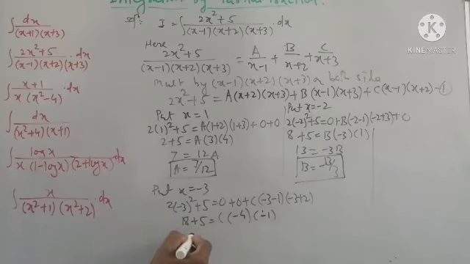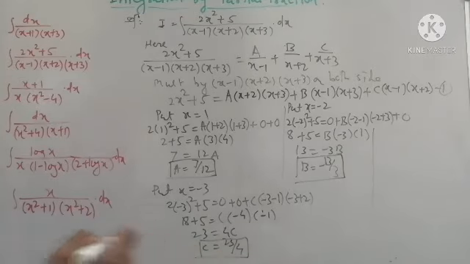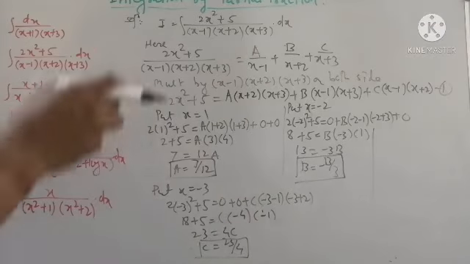So 18 plus 5 is 23, and minus 4 into minus 1 is plus 4c. Therefore the value of c will be 23 divided by 4. So the unknown constants are evaluated. The value of a is 7 by 12, and b and c as found.